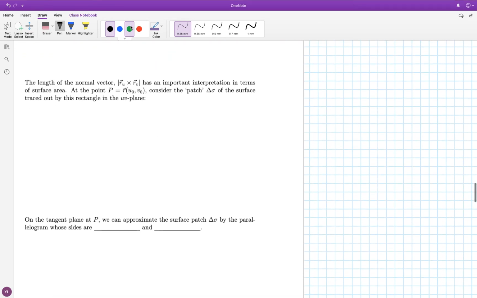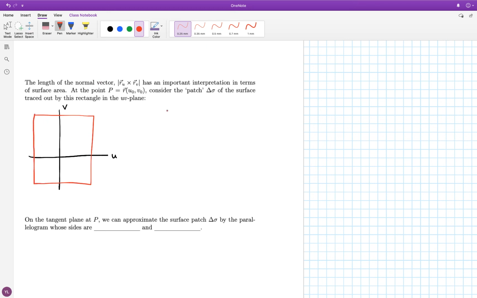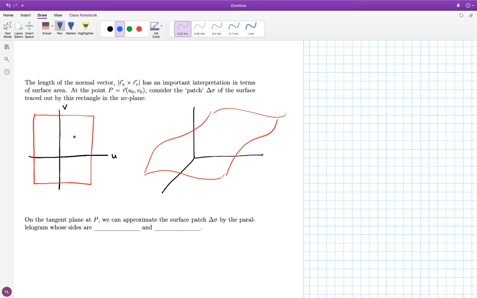Okay, so this is what we need to do. We need to quantify the amount of surface area resulting from a very small change in both of the parameters in the parameter space. So again, I'm going to set up a surface that is parameterized by some region in the parameter space. And I want to fix a point of interest, u naught v naught. Okay, and here's its image over here.